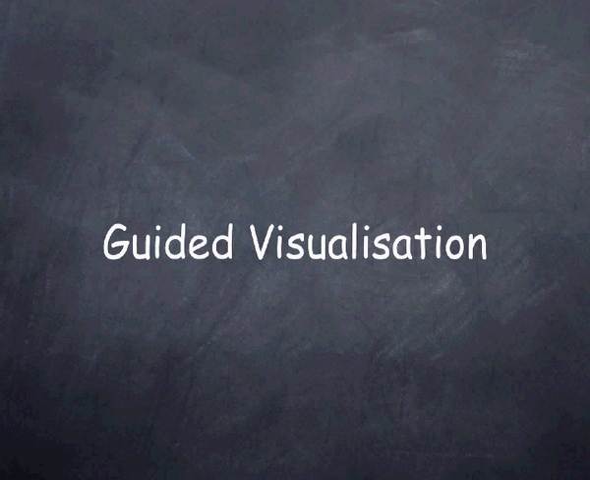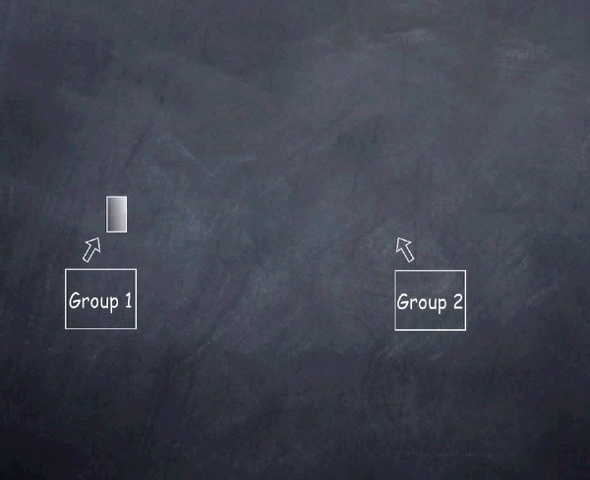A guided visualization asks the participants to imagine a time in the future and that everything the group was working so hard to achieve has actually happened. After the guided visualization, the group develops a common vision through an iterative process.